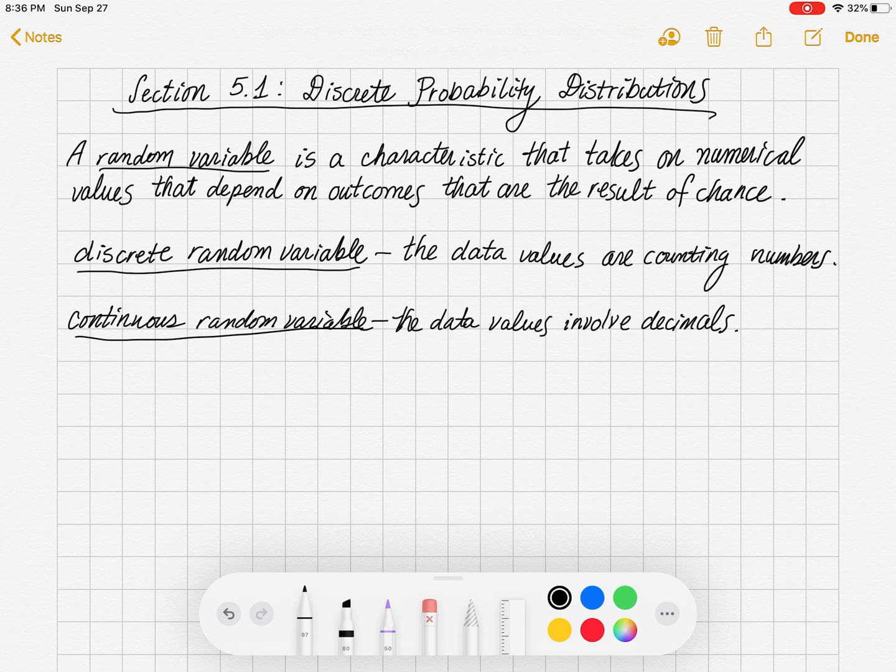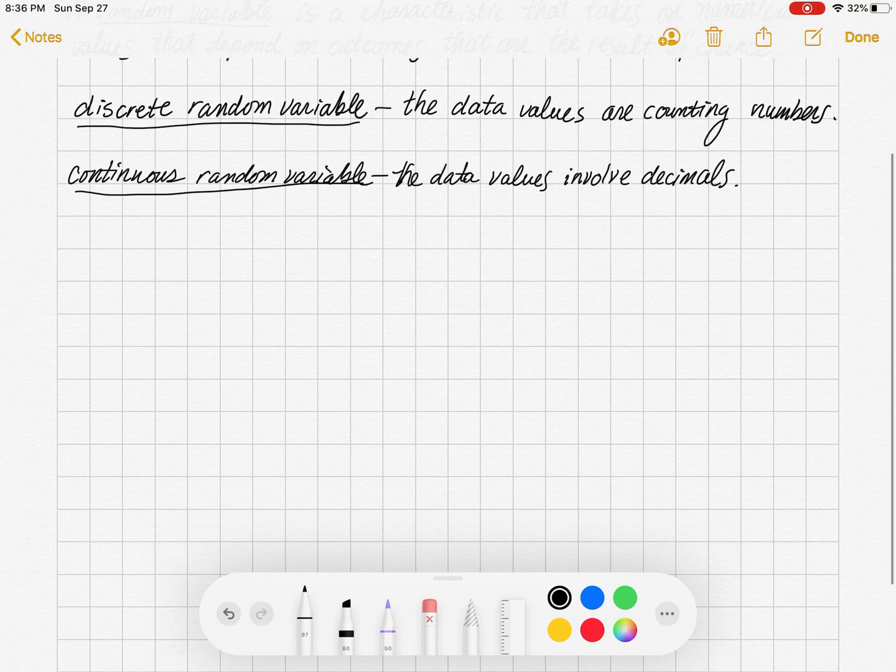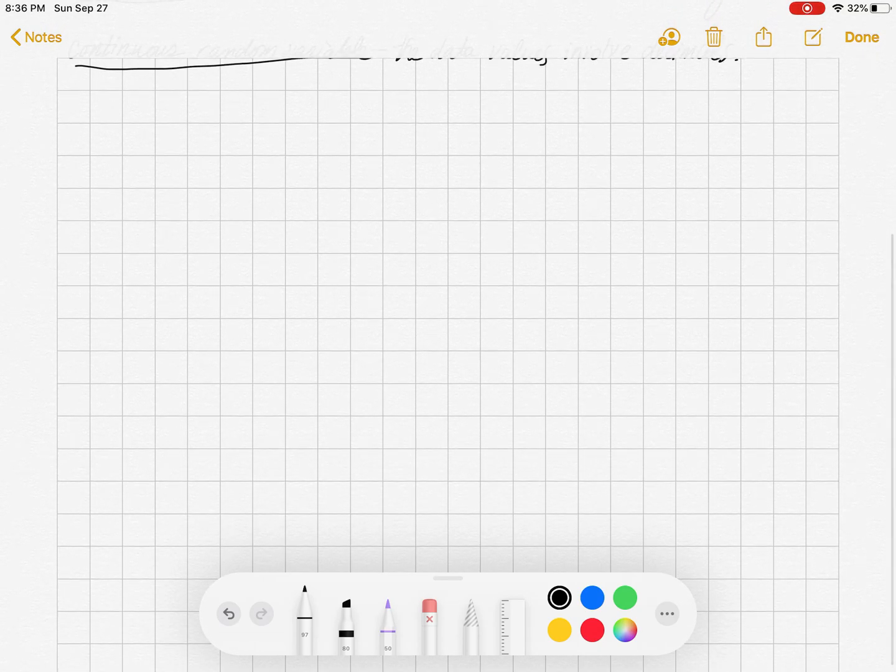We'll look at maybe some continuous random variables later down the road in chapter 6, but a discrete random variable is what we're focusing on today. A discrete random variable is a characteristic that takes on numerical values that depend on outcomes that are a result of chance, and the data involves only counting numbers. So let me look at some examples here.